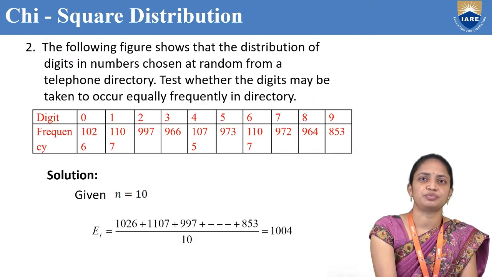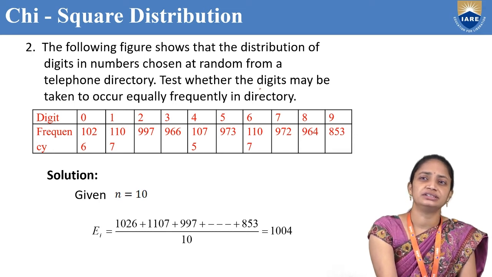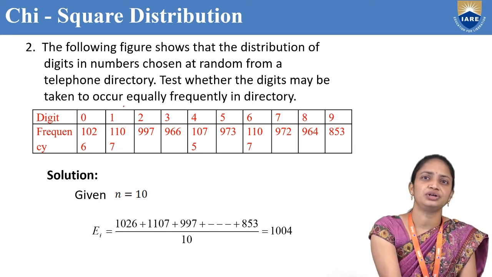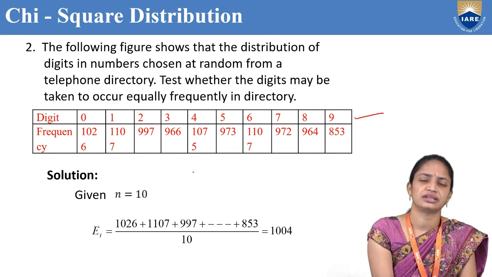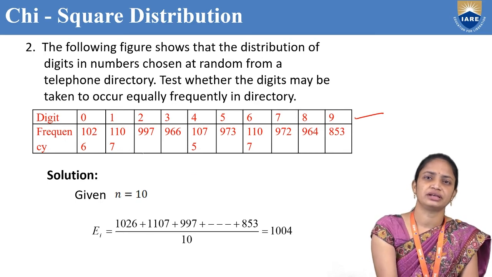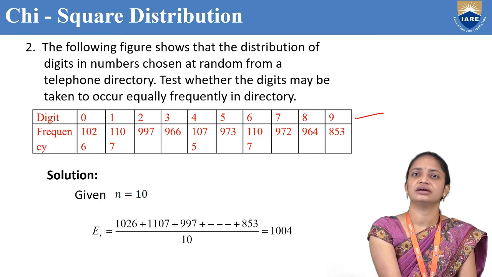Coming to the next problem: the following figure shows the distribution of digits in numbers chosen at random from a telephone directory. Test whether the digits may be taken to occur equally frequently in the directory. Here we have digits 0, 1, 2, 3, 4, 5, 6, 7, 8, 9. These are the digits in the telephone directory, and the frequencies are here.